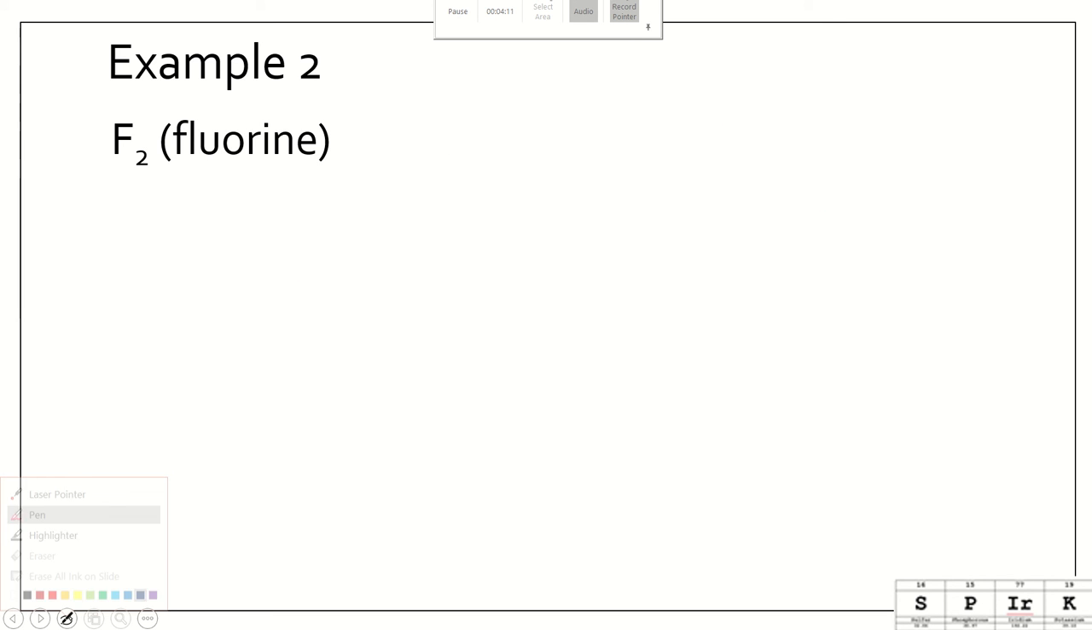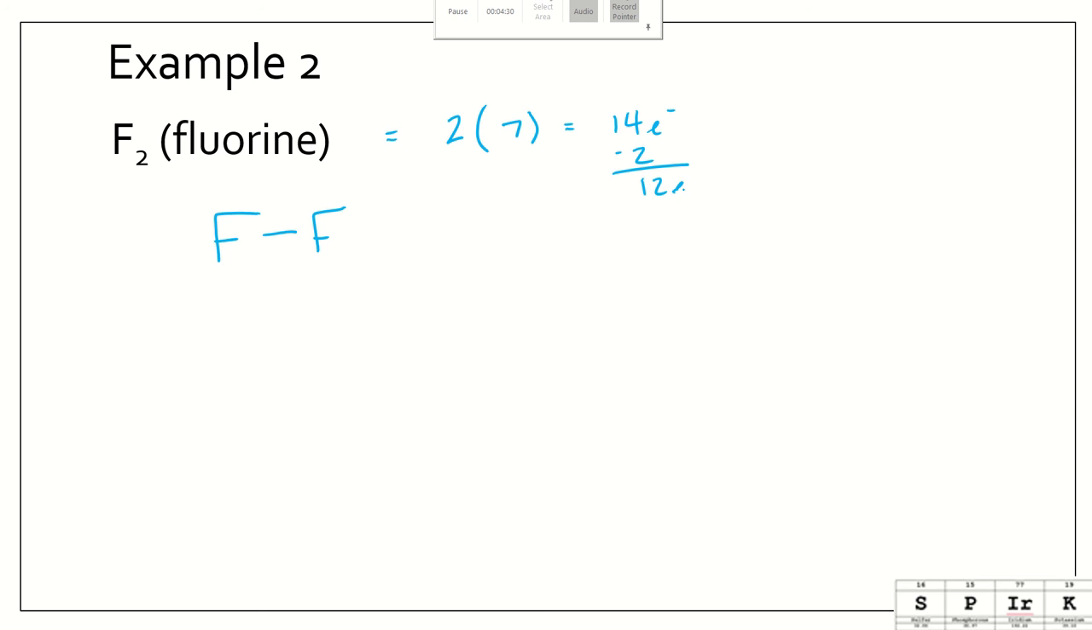Let's look at fluorine. With fluorine, we have 2 F's here. So F, F. We have 2 of them, so it's 2 times how many valence electrons they have. Fluorine is in group 7, so 7. Total of 14 electrons. Let's draw in my dash. Subtract those 2 that we just used. We have 12 left to place. We know that they go around the outer elements. 1, 2, 3, 4, 5, 6, 7, 8, 9, 10, 11, 12. We have used a total of 14 electrons, which is great.